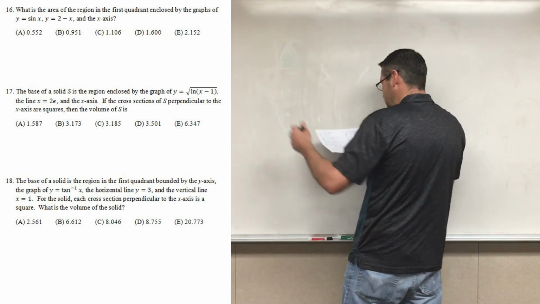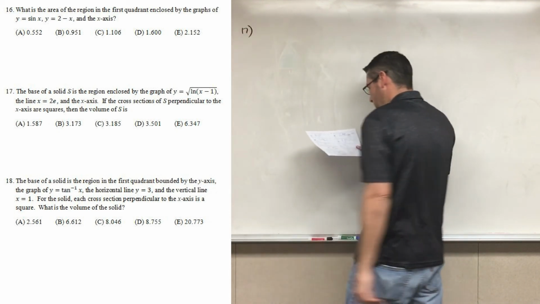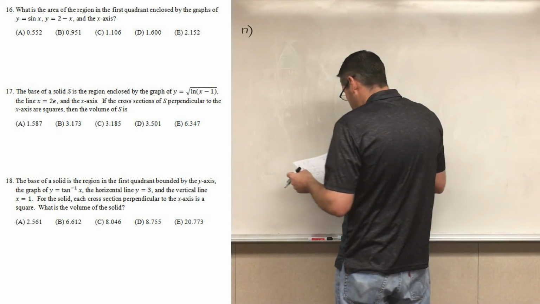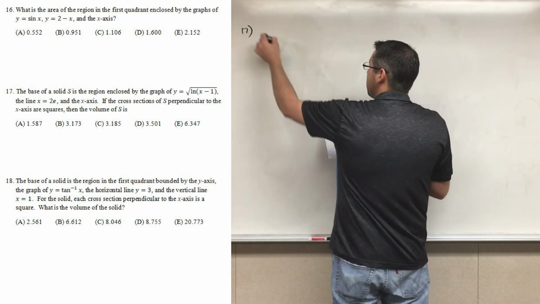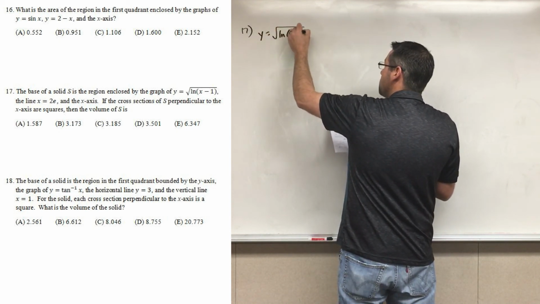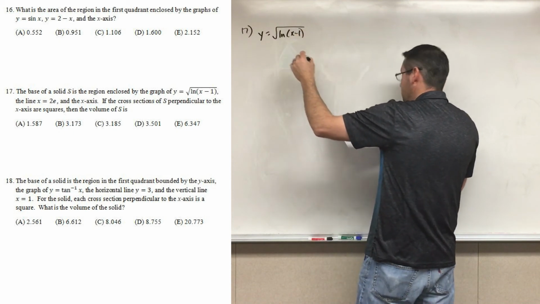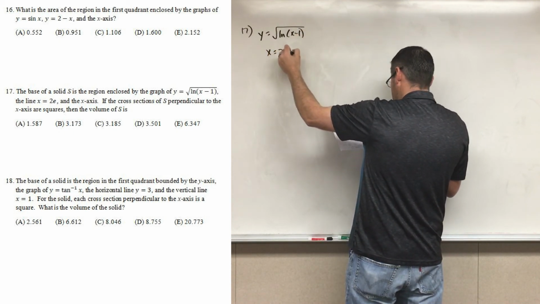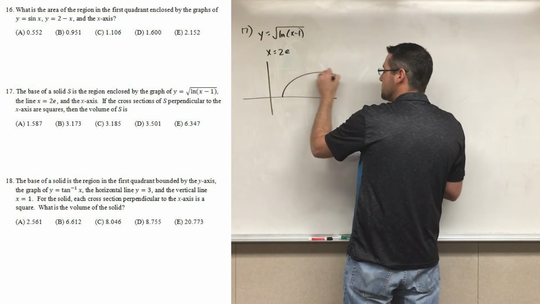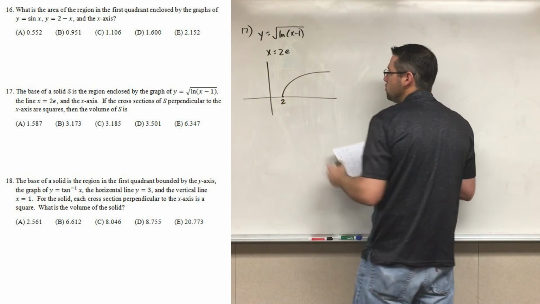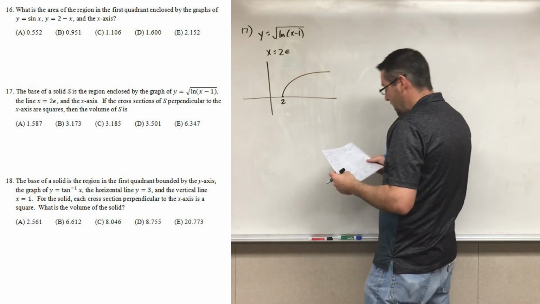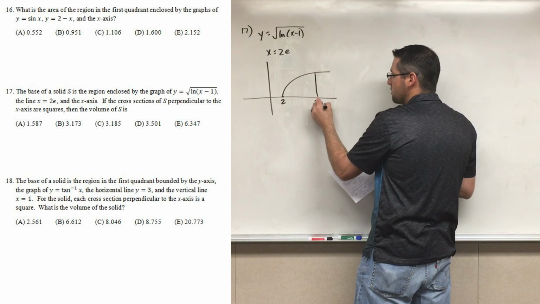For number 17, oh, here we go. It says the base of a solid is the region enclosed by the graph y equals radical natural log of x minus 1, the line x equals 2e, and the x-axis. So if you graph this, you'll notice that this point is actually 2 because we have a natural log function that shifted to the right 1. And then 2e is going to be over here.